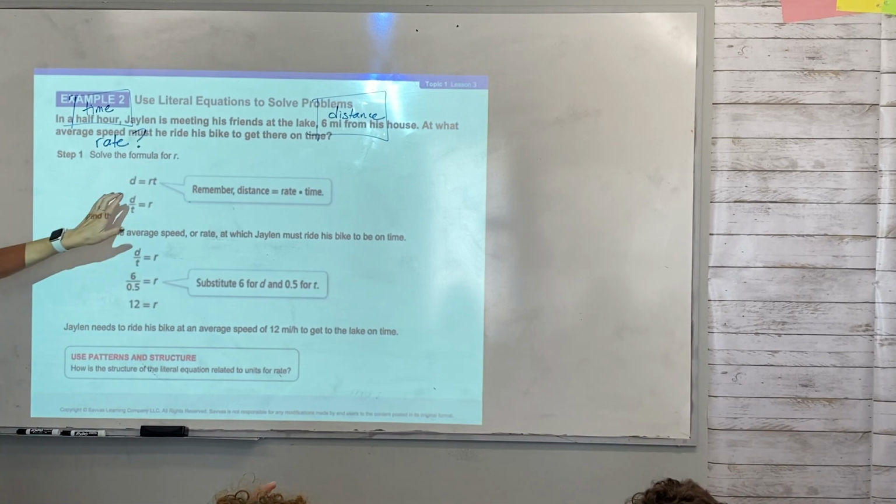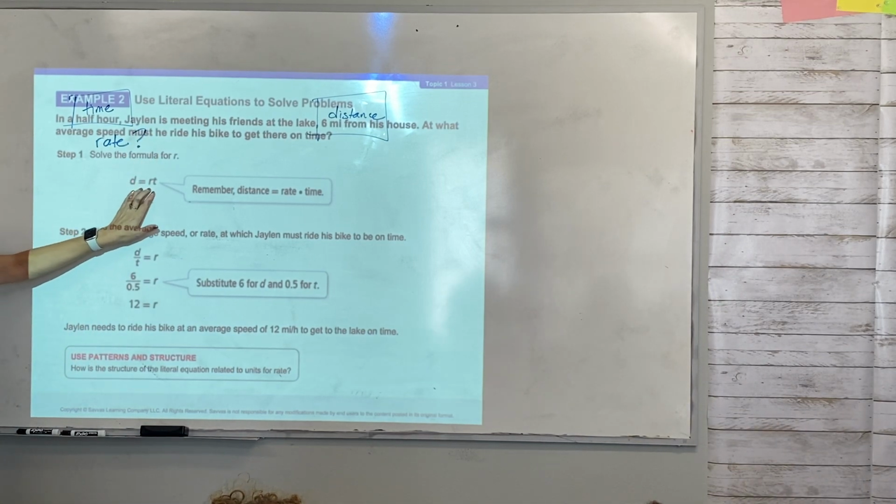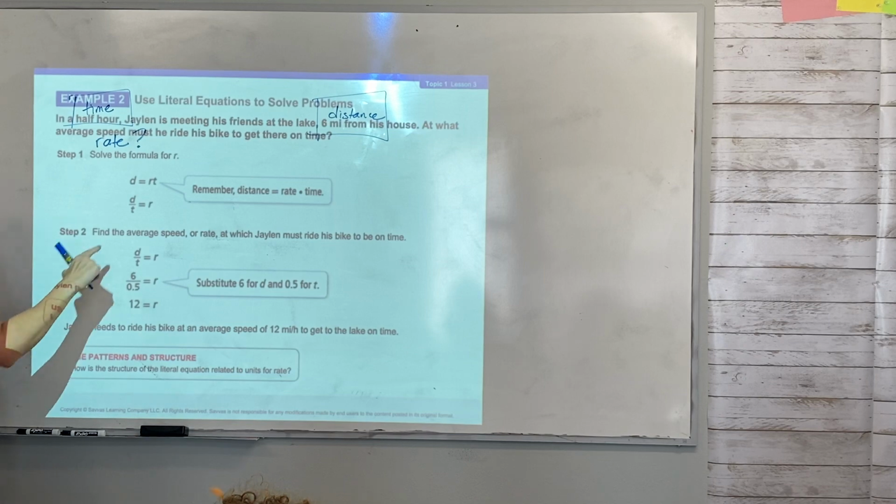Now, this is the standard formula for distance. Everybody head up, elbows off the desk, hands off of your head. Head off of your hands.